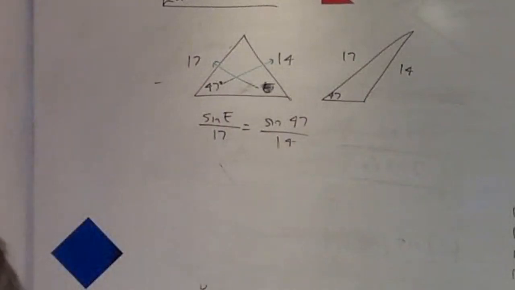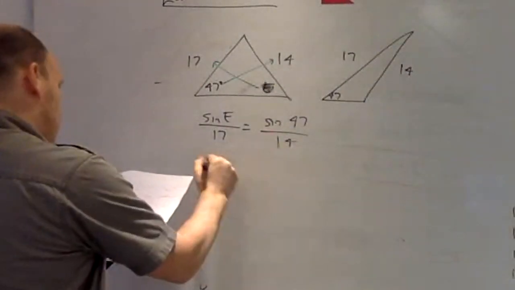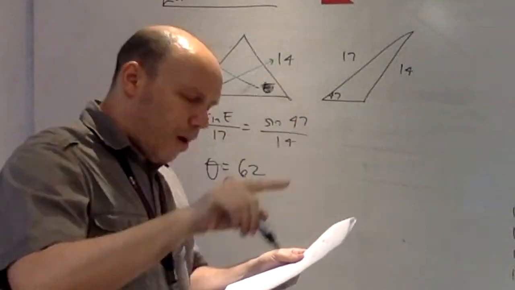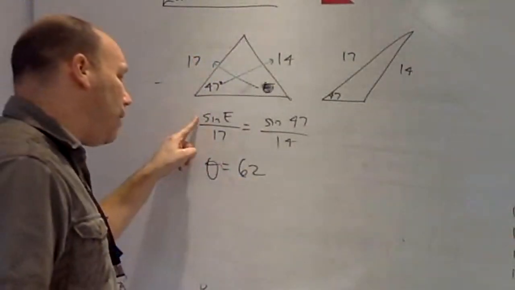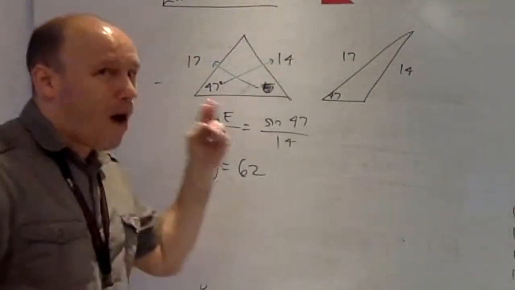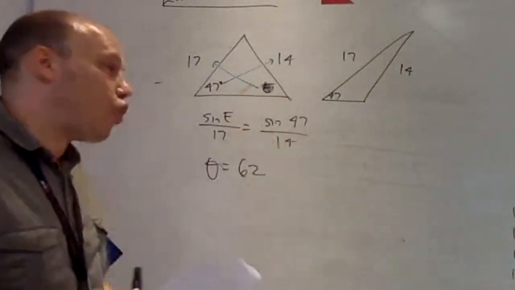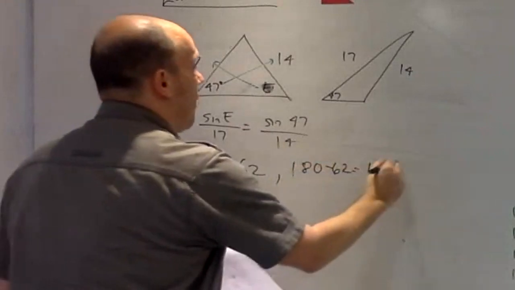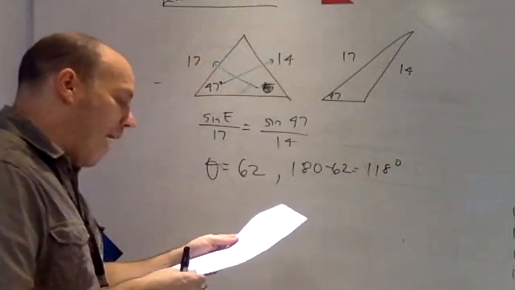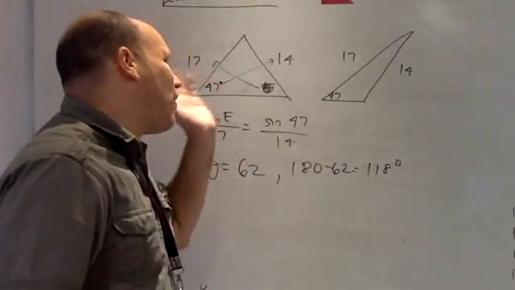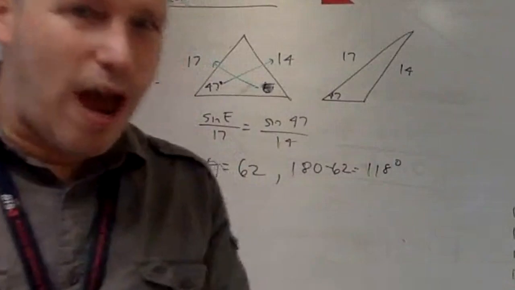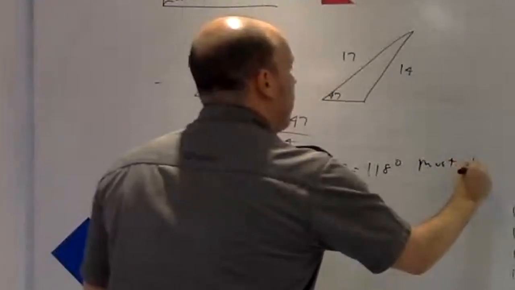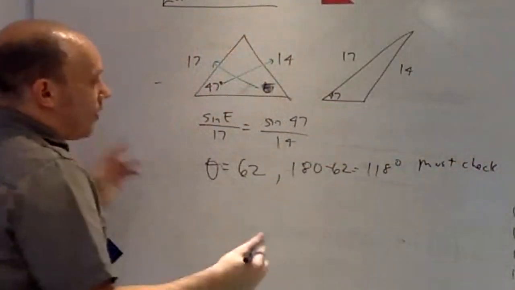Take your calculator out. And we know that E is equal to 62. But we know that sine is positive in the first and the second quadrants. So it's also 180 minus 62, which is 118 degrees. Now, that's fine. So you say, okay, Mr. Adler, there are two triangles, and they're fine. No. The problem is you have to check the results. So you must check.